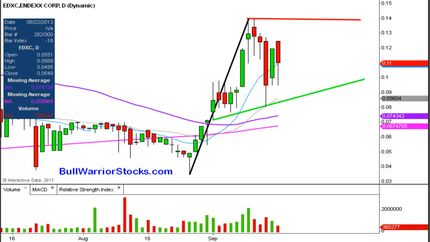Now, why is it a bull pennant pattern as opposed to a bear pennant pattern? That's a great question. Well, let's look at the overall context. So the overall context can be determined by looking at these two simple moving averages right here, the pink one being the 200-day simple moving average, the purple one here being the 50-day simple moving average. And as you can see, both are sloping upwards.